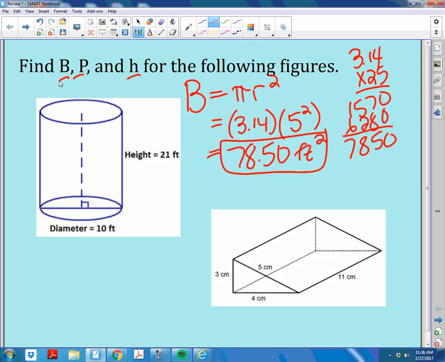How do we find the perimeter of the base of something that's circular, Bennett? Perfect, because we're actually finding what? We're finding a circumference. So we have a diameter of 10. 10 times 3.14 is actually pretty easy because 10 times 3.14 is 31.4 feet. That is capital P. And the distance between the bases is simply what? 21, right? 21. Any questions on capital B, capital P, and little h on a cylinder?